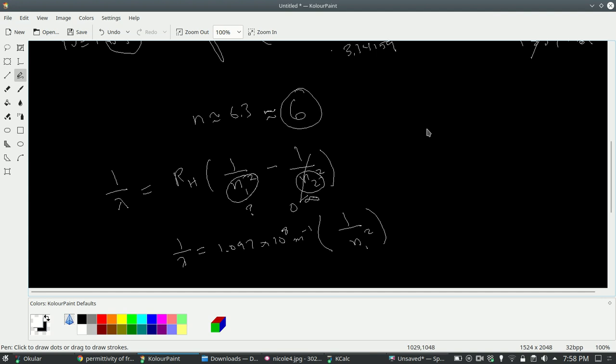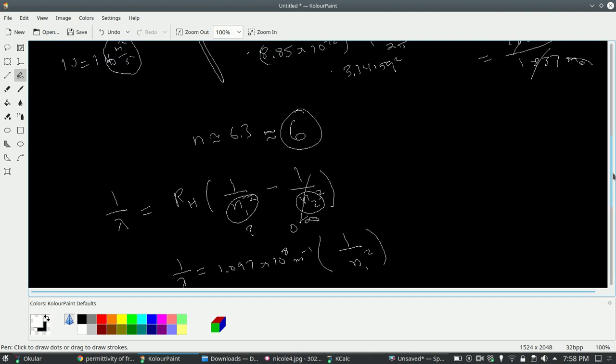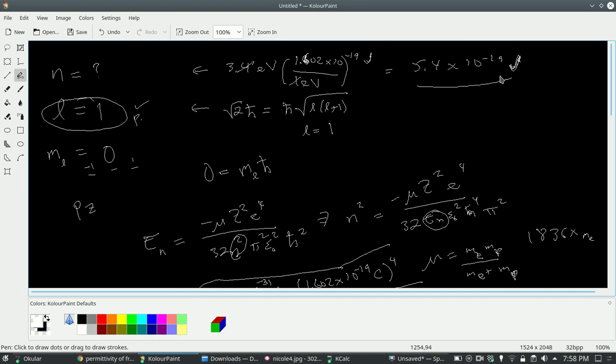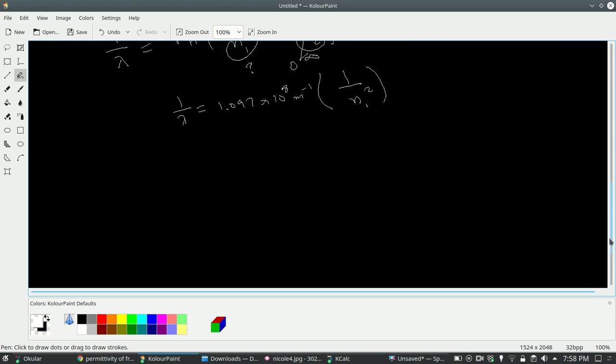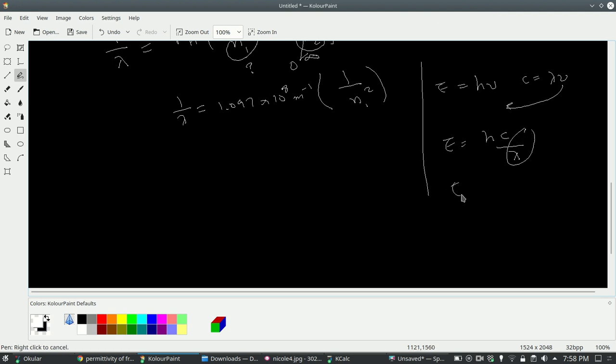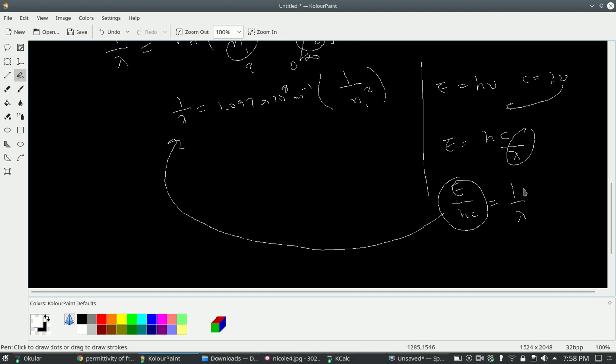Remember, our energy was 3.4 electron volts, which is 5.4 times 10 to the minus 19 joules. So that was the energy. Energy equals h nu, and c equals lambda nu. If I solve this for nu and substitute that in, I get E equals hc over lambda. Solving for 1 over lambda, I get E over hc equals 1 over lambda. So I'm going to plug this in for 1 over lambda.